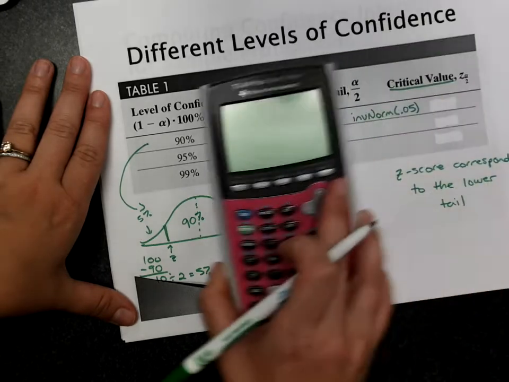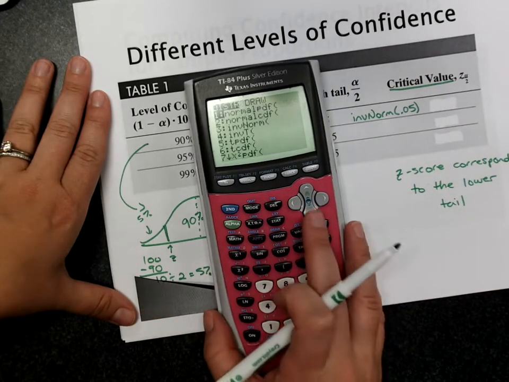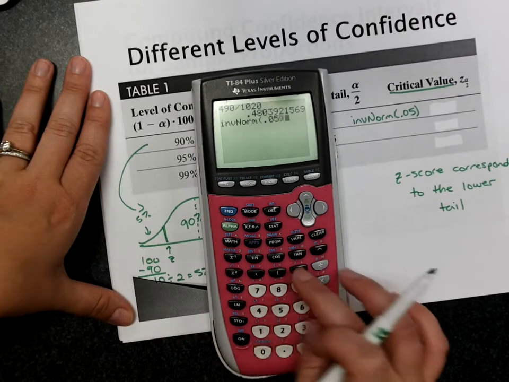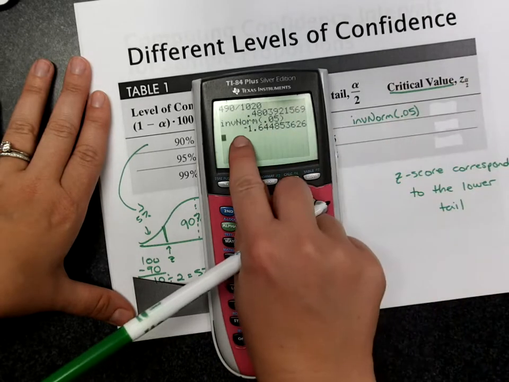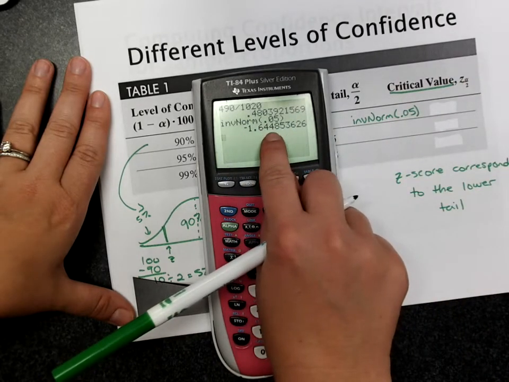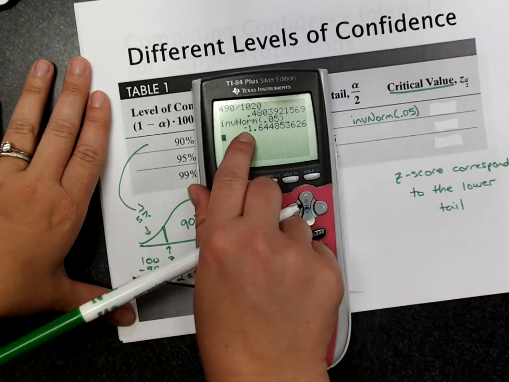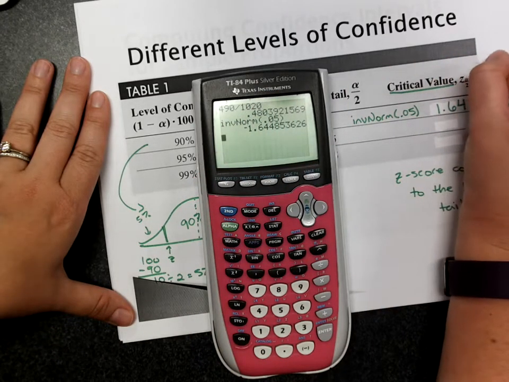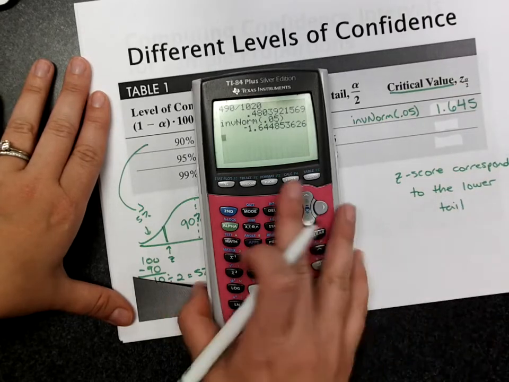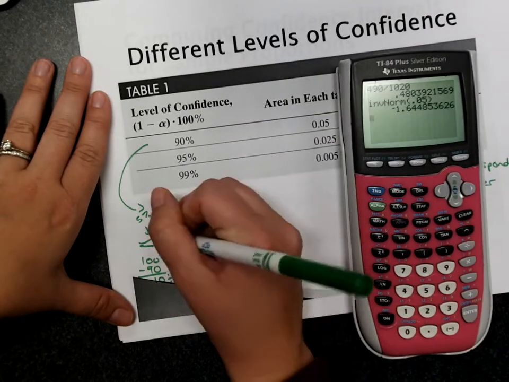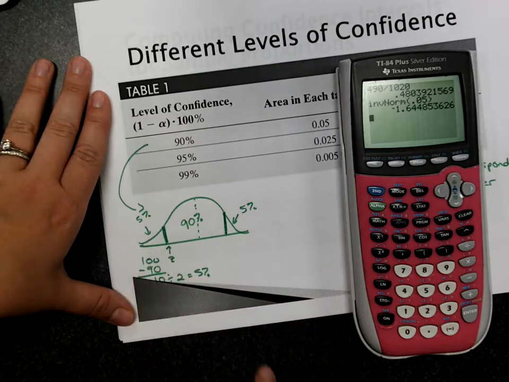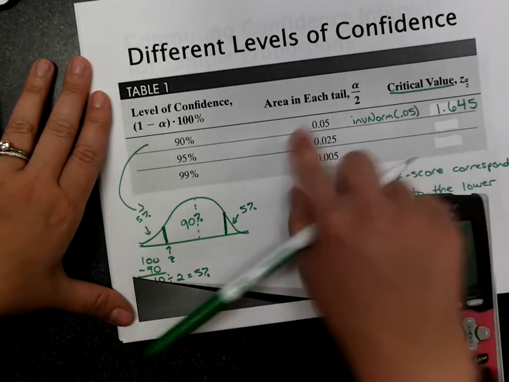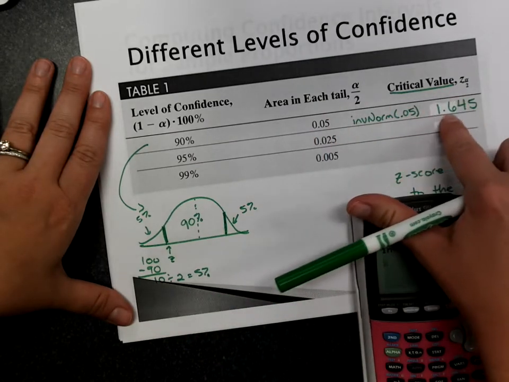If I do that, that is under second vars, inverse normal of 0.05. That gives me negative 1.64, and I'm going to round that off to 5. Well, we don't need to worry about the negative for the critical value. You just ignore the negative, and our critical value is 1.645. That tells me the z-score that separates the middle 90% from the top 5% and the bottom 5%. So a 90% level of confidence corresponds with a critical value of 1.645.